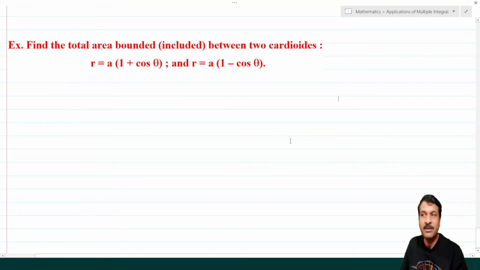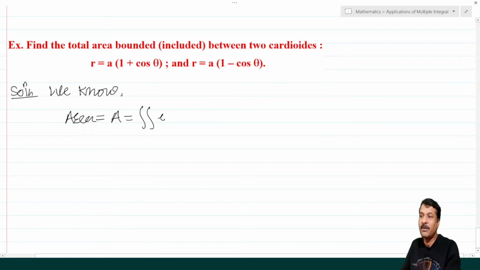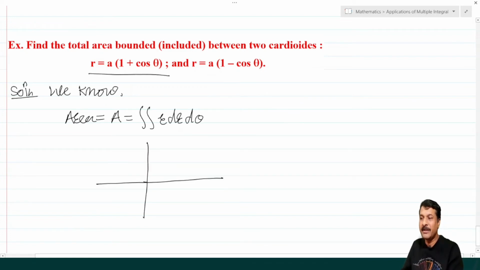So example: find the total area bounded or included between two cardioids r equal to a(1 plus cos theta) and r equal to a(1 minus cos theta). So definitely these are polar curves. So we know the formula for area in polar form is double integral r dr d theta. So now decide the limits of r and theta. But before that, find the area bounded between these cardioids. So very simple. First cardioid is this one.